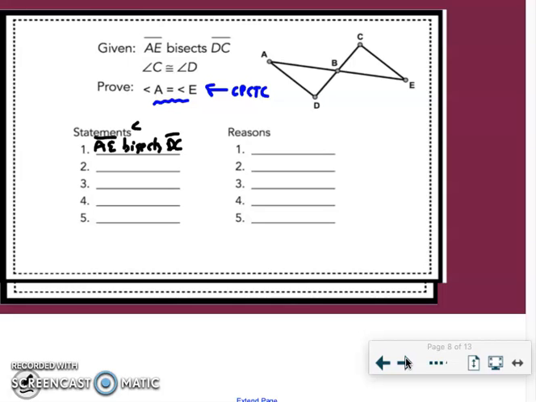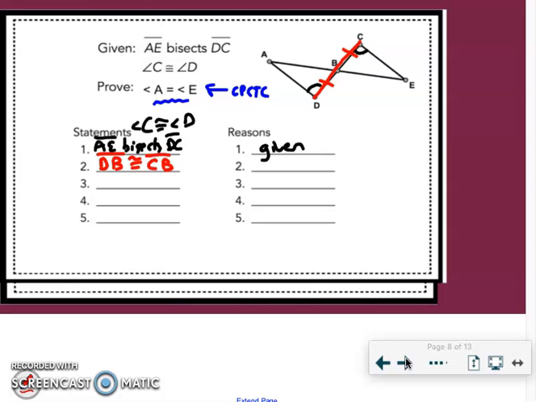So AE cuts DC in half, okay? And I'll just write it above here. C is also congruent to D. We're going to put all the givens into 1 at first. Okay, so I know that angle C is congruent to angle D. Let's use the bisect step right away just to get that done with. So AE cuts DC in half. So here's DC. It's getting cut in half, which means DB and CB have to be congruent.